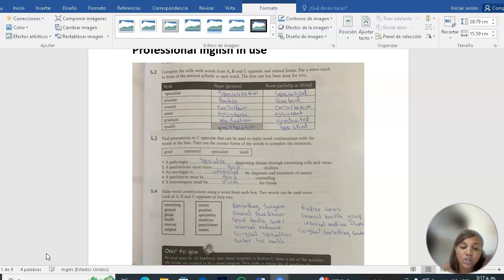An oncologist is interested in the diagnosis and treatment of cancer. A physiotherapist must be a good communicator. A neurosurgeon must be good with her hands.